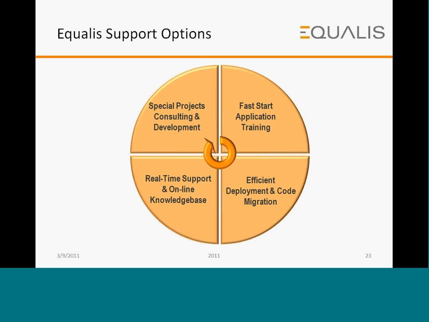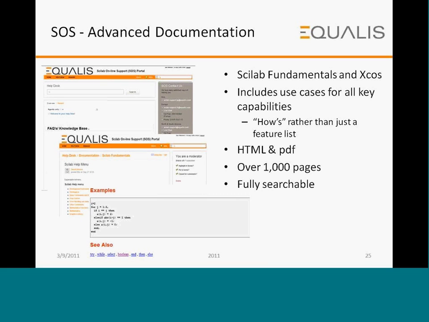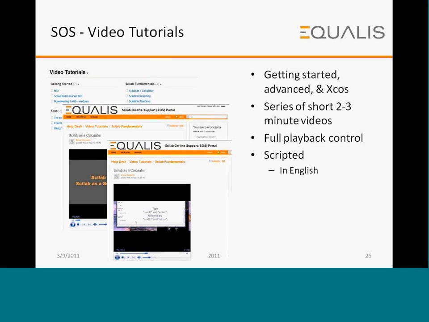We provide the following support options. There is real-time support and an online knowledge base. We help with efficient deployment and migration, fast start application training, and special project consulting and development. On the Scilab online support portal, there is a lot of knowledge base available. There is documentation, video tutorials, you can ask an expert, and if you go to advanced documentation, there are thousands of pages of fully searchable HTML and PDF documentation of Scilab programs under categories for different applications.